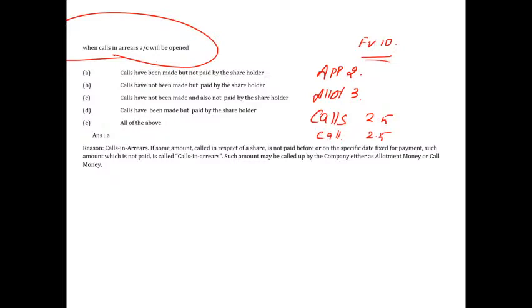You're getting it? So calls have been made, but the shareholder couldn't make the payment. That is calls in arrears. If the company didn't make the calls or ask at all, then there is no question of calls in arrears. Unless the company calls for it and says, please come and give me the 2.5, I'm really in need of it, you give me that now. Then yes, the company has made the call. Now the shareholder is supposed to pay. If the shareholder couldn't make the payment, then that is called calls in arrears. So the answer is A, I believe.